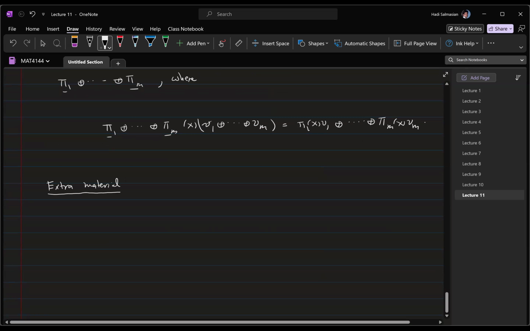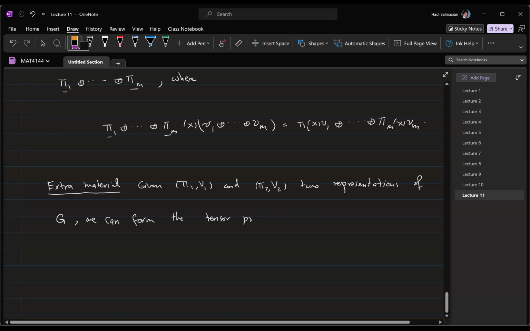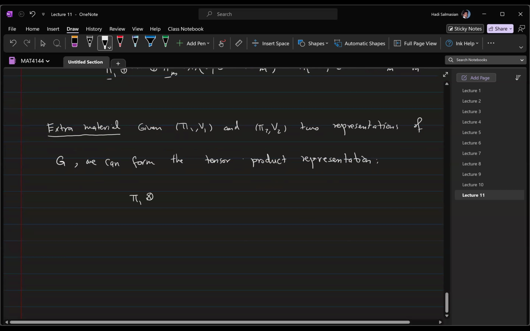So you can also tensor two representations of a group. Given pi 1 on V1 and pi 2 on V2, two representations of a matrix group, but in general any group G, you can form the tensor product representation, which we will denote by pi 1 tensor pi 2.